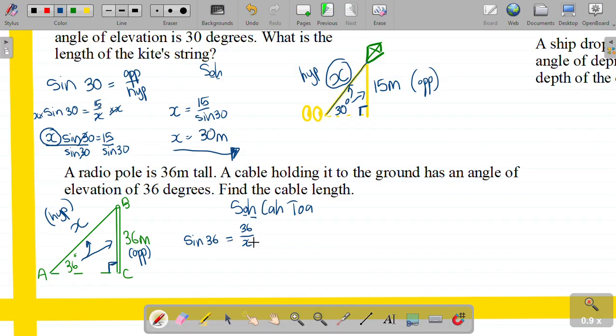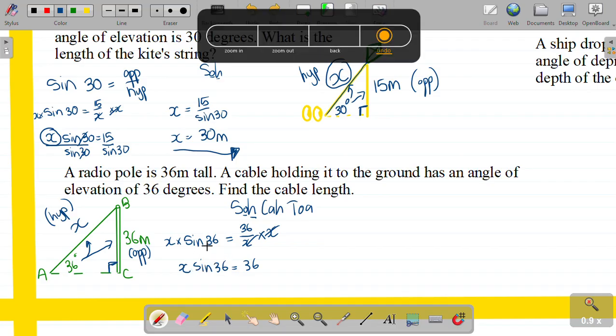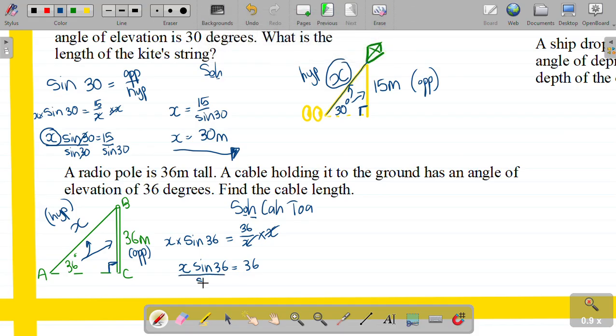So remember, we want to get x alone. So how are we going to get rid of the x at the bottom? First, we must multiply each side by x, because that will cancel. And whatever you do to one side, you do to the other side. So let's simplify that. It becomes x sine 36 is equal to 36. Now remember, we don't want the sine 36 over here. So how are we going to get rid of that? We must divide by sine of 36. Do the same on this side. This will cancel. So we're just going to get x is equal to 36 over sine of 36.